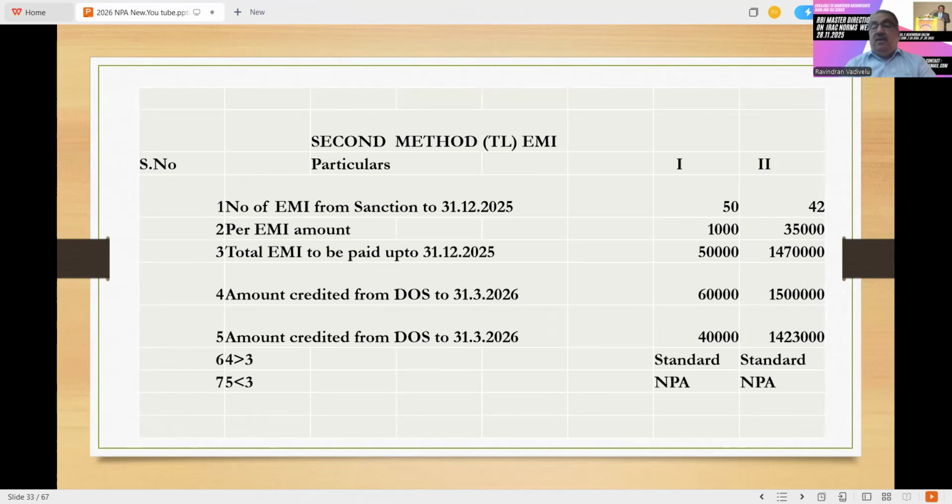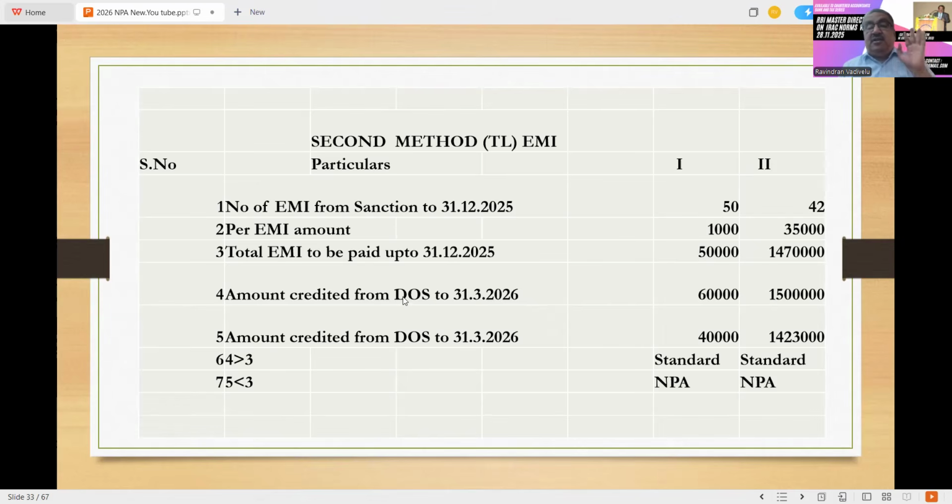Point number 4. Now you go to the credit side of the borrower. You have to add all the genuine credit from date of sanction to 31/3/26. If it works out to 60,000, that means instead of paying 50,000, the party has paid 60,000. That means some amount he has paid in excess. So that account has to be treated as standard. Otherwise, it is NPA. In case the amount is only 40,000, instead of 50,000 rupees due, the party has paid only 40,000, then that account has to be treated as NPA.